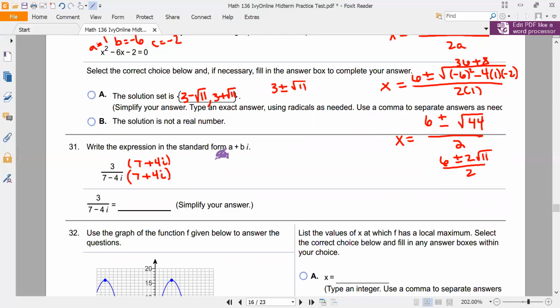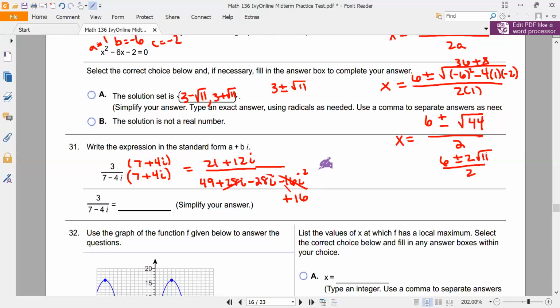On top, that would be 21 plus 12i. On the bottom, you get 49 plus 28i minus 28i. And then this is the one part you have to be very careful about. It's negative 4 times 4, so that's negative 16, but then there's an i squared. i squared is negative 1, so that actually makes that term cancel out its i completely, and it becomes plus 16. So it changes the sign of the number, and there's no longer an i.